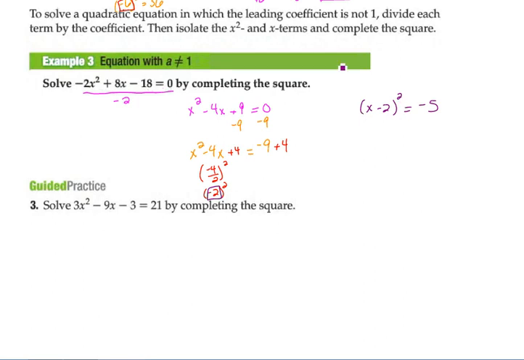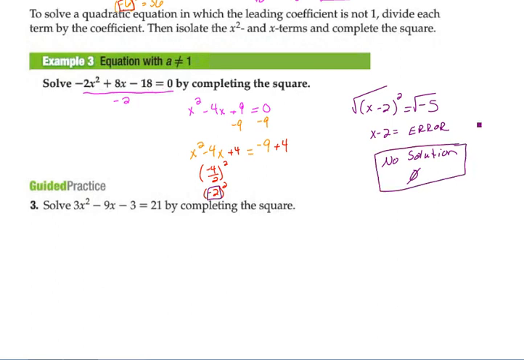Undoing PEMDAS, we have a square root sign here. So we're going to take the square root of both sides. And we're going to figure out what the square root of negative 5 is by grabbing our calculator. And our calculator is going to say error. So I'm going to write x minus 2 and it's going to say error. Why? Because we have a negative here. You can't take a square root of a negative number. So what does that mean? That means no solution. If you have this set up, when you go to solve it and there is a negative that it's set equal to, we know it's a no solution because you cannot take a square root of a negative number. Okay, keep that in mind.